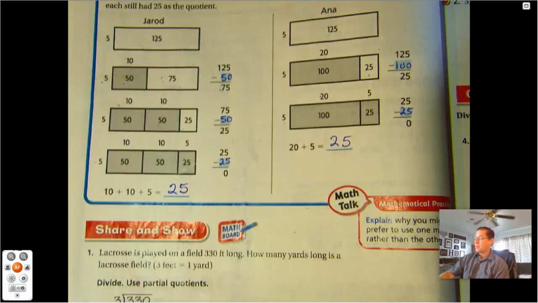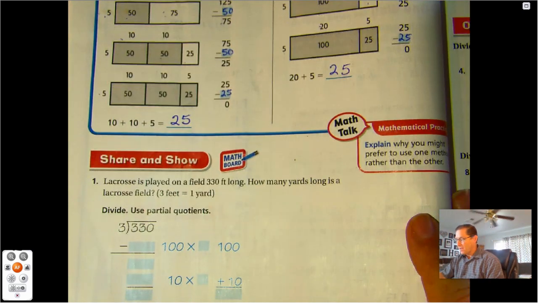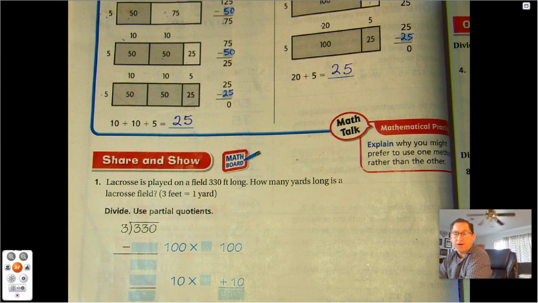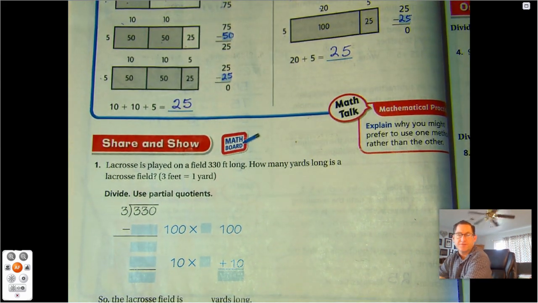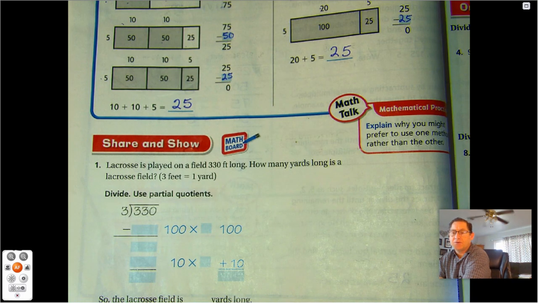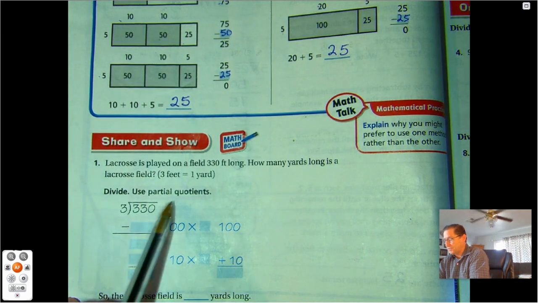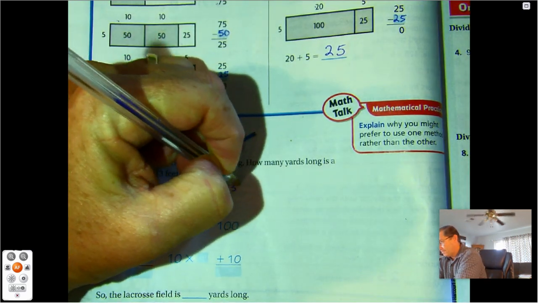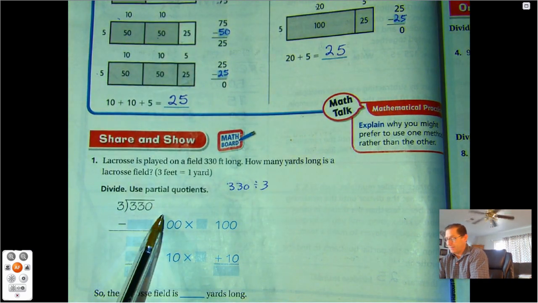All right, so number 1 on page 174. Lacrosse is played on a field 330 feet long. How many yards long is a lacrosse field? And it says 3 feet equals a yard. Okay, so we're going to divide using partial quotients. So first we're going to write our division problem, 330 divided by 3.